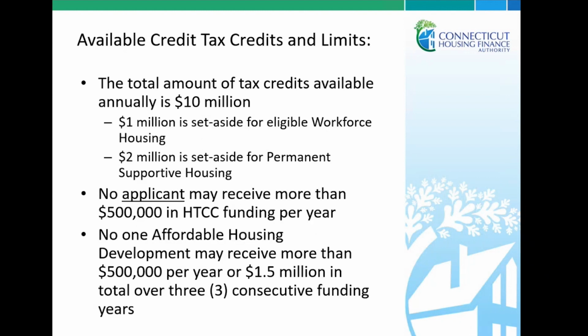So we have 10 million available annually of tax credits. 1 million is set aside for eligible workforce housing. 2 million is set aside for permanent supportive housing. So no one applicant can receive more than 500,000 per year, and you can't receive more than 1.5 over 3 consecutive years for the same property.